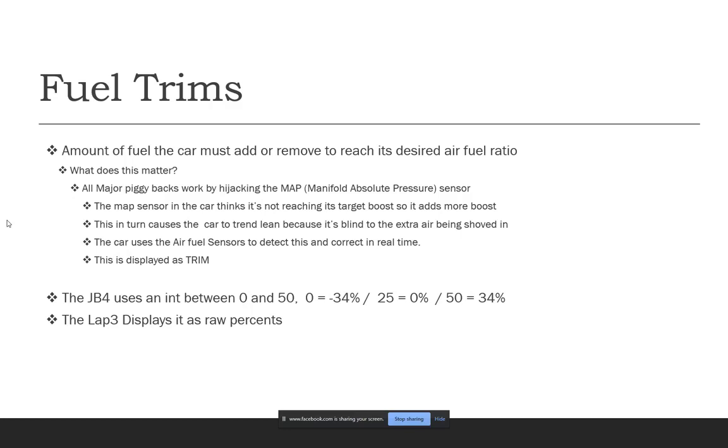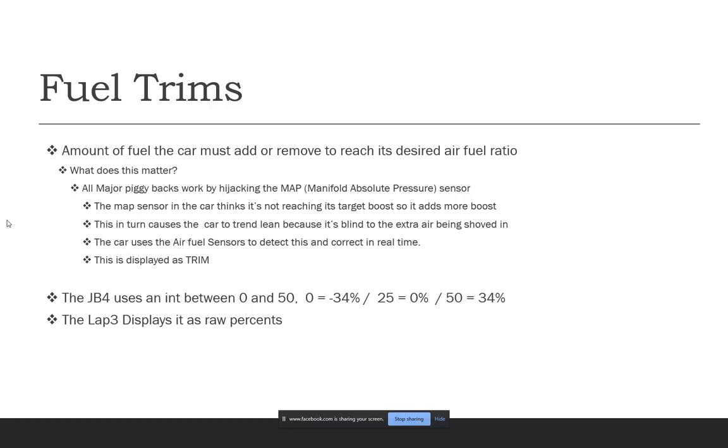This becomes super important. We'll talk about it in throttle close a little more, but the way JB4 shows its trims is kind of weird. So fuel trims are called trim inside of JB4. I don't remember what it is in Lap 3, but it's not like negative to positive like normally you would see them. It's 0 to 50, and 0 is negative 34%, and that means that the car is pulling out 34% fuel to reach its goal. 25 is 0.